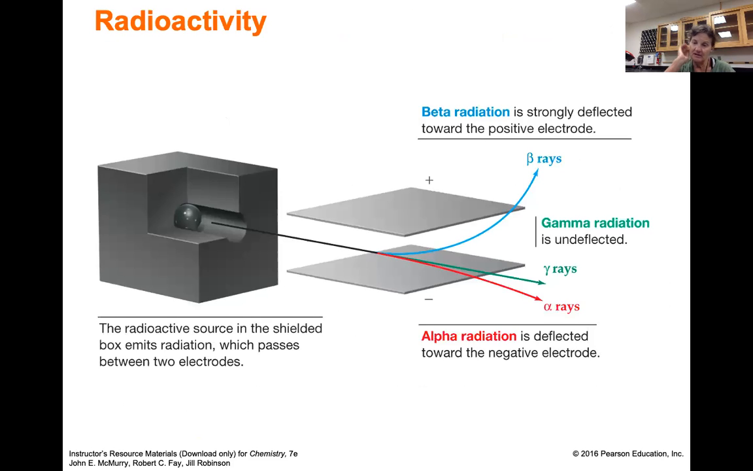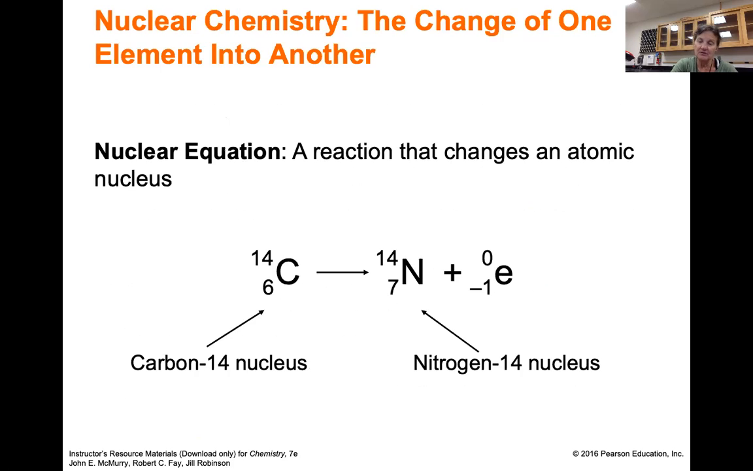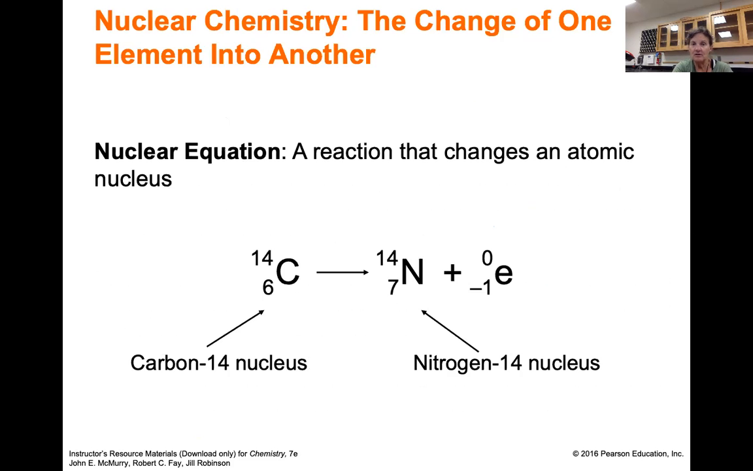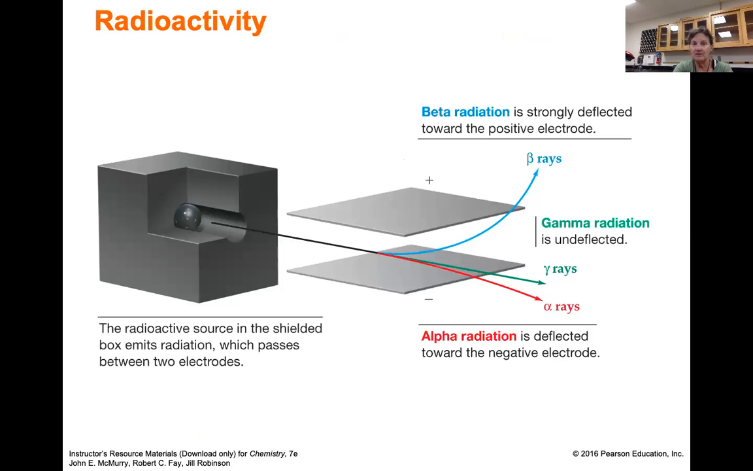So a lot of elements are radioactive. When you look at carbon-14 and nitrogen-14, they're radioactive, which means they decay. They don't stay around a long time. So how do elements decay? In this case, it gave off an electron. That would be called beta decay. Beta radiation is strongly deflected towards the positive electrode. So you can tell what particles are coming off.